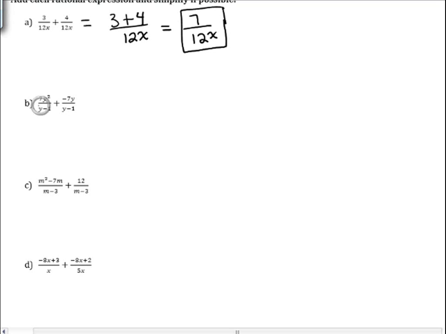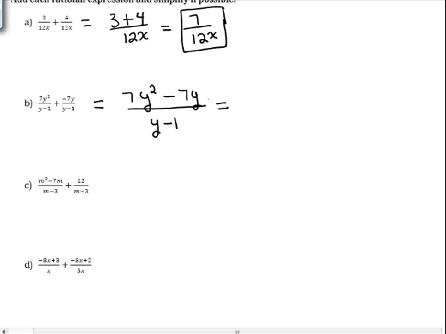Example B, 7y squared over y minus 1 plus negative 7y over y minus 1. Again, these both have the same denominators already, and so we would just add the numerators together. 7y squared, and then we're adding a negative 7y, and adding a negative is the same as subtracting. So that would be minus 7y in the numerator, and it's over our common denominator of y minus 1.